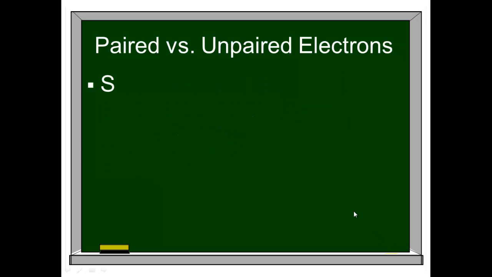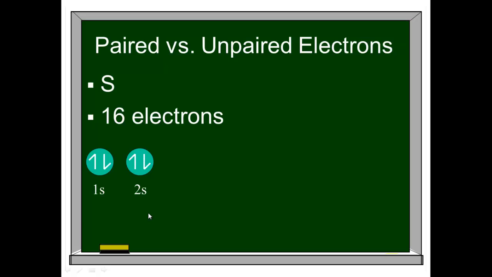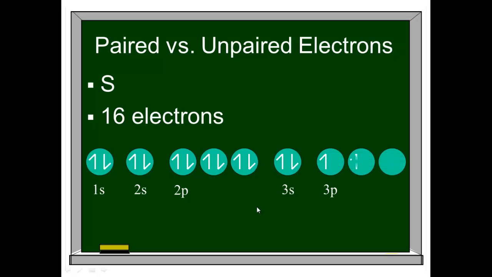So we'll do some examples. First one, sulfur has 16 electrons. We'll start the orbital diagram with 1s2, 2s2, 2p6, that takes us up to 10 electrons, 3s2, 3p4. And you look, all of those are paired all the way until the end. How many unpaired? How many singles? 2. 2 unpaired electrons.